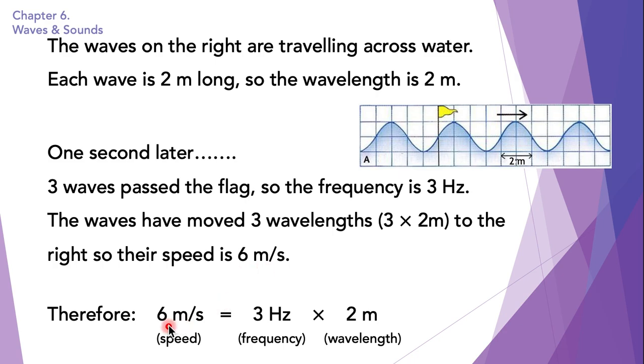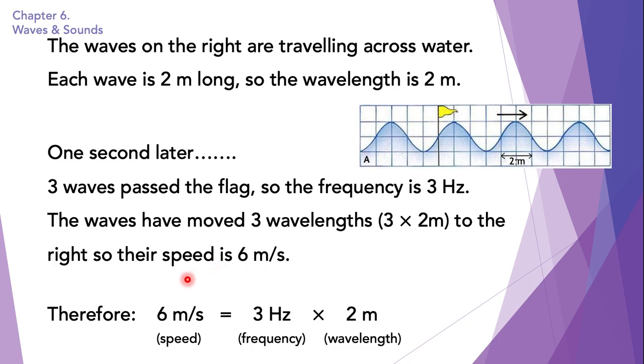So this is how it worked. The equation, speed is equal to frequency into wavelength. We just multiplied the frequency of the waves with the wavelength of a single wave, and we got their speed, 6 meters per second. So this is how this equation is used. Whenever we are given frequency and wavelength, we can find out the speed of this wave. If we are given the speed and frequency, we can find the wavelength.